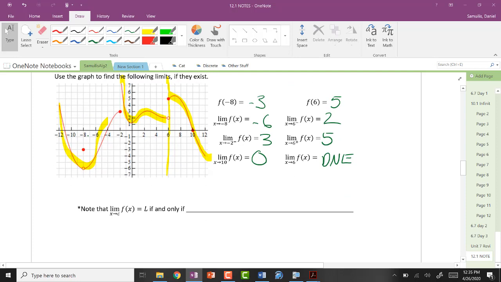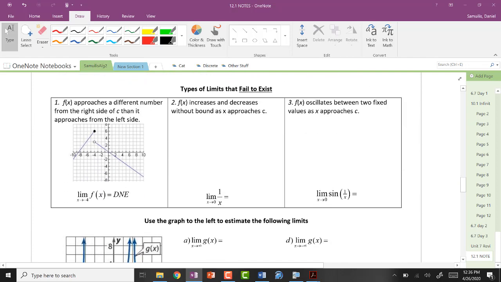Again, that's what I'm saying here. Note that the limit of f of x as x approaches c is equal to L if and only if the limit as x approaches c from the left is equal to L and the limit of f of x as x approaches c from the right is also equal to L. If these two are the same, then the overall limit will exist.